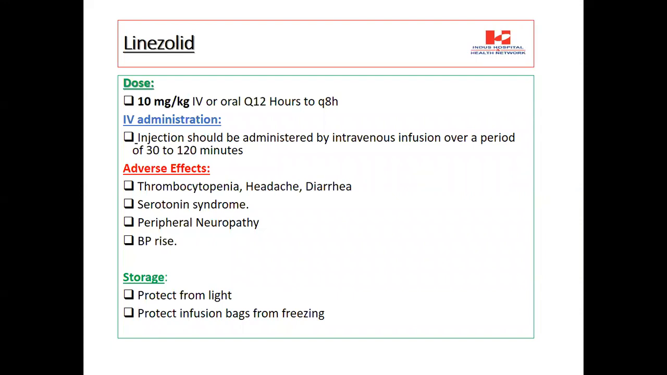On the long term, what we have to monitor is that this kind of antibiotic can cause thrombocytopenia. In some cases, some patients might produce diarrhea and headache, and they might produce peripheral neuropathy on higher doses and on long-term treatment.